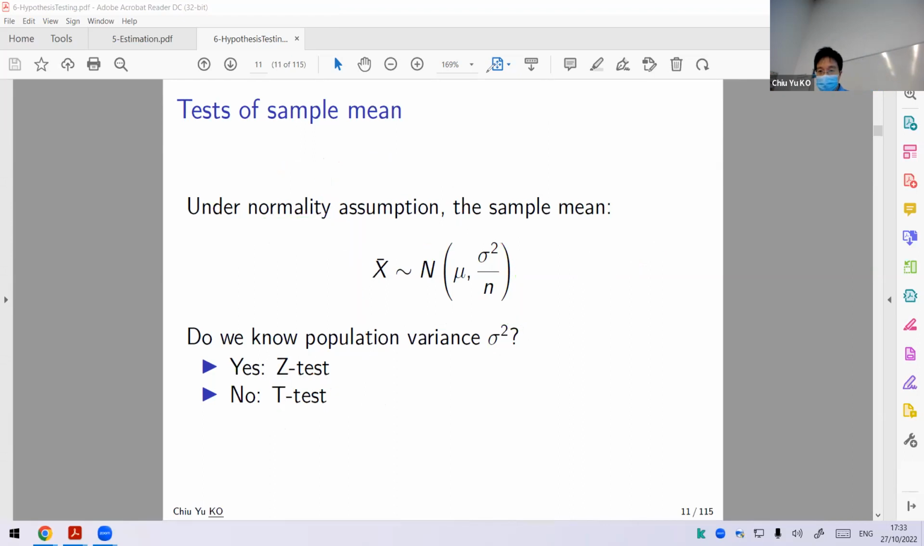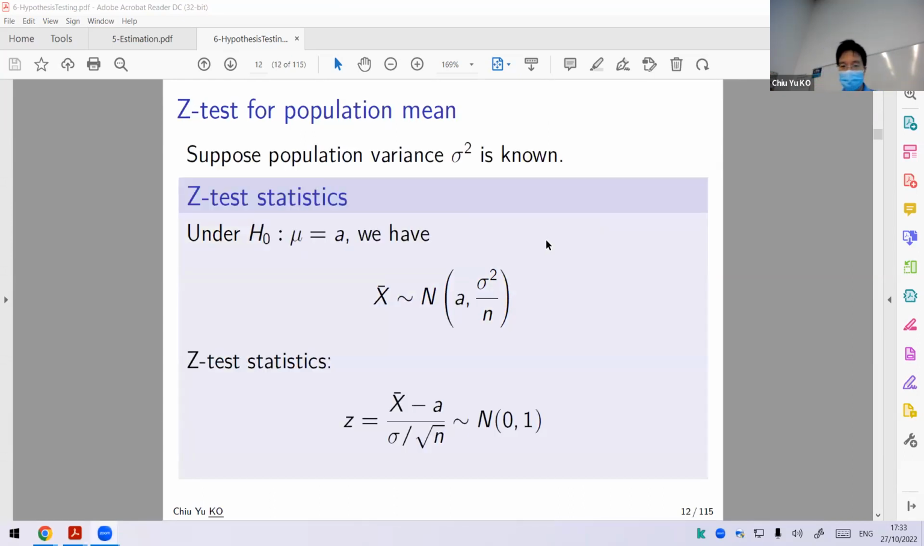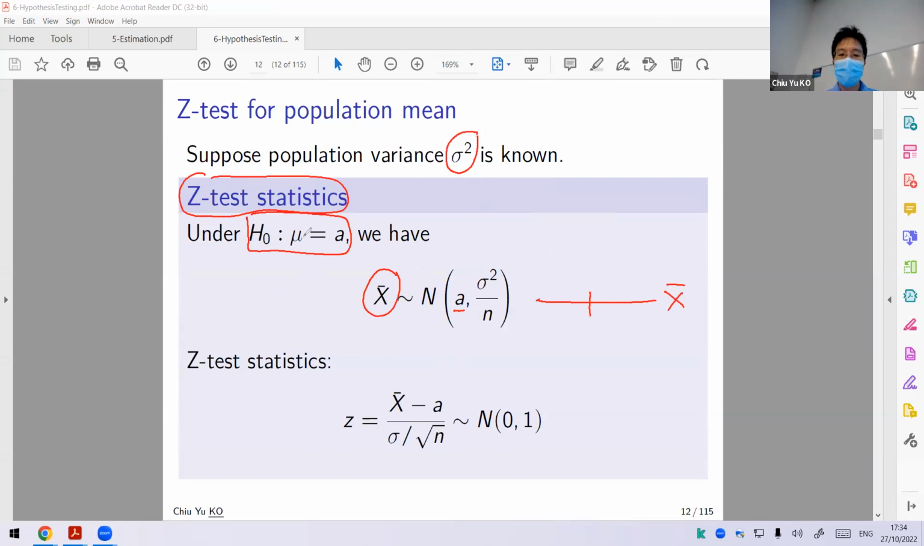So let's get started. As we said, if we know sigma, and if under the null, remember how we derive the test statistic is under the null, what should be the behavior of the sample mean? The sample mean will have mean A. That would be something like this, right? If you claim the sample mean is A, there will be A here, right? That will be the bell curve.